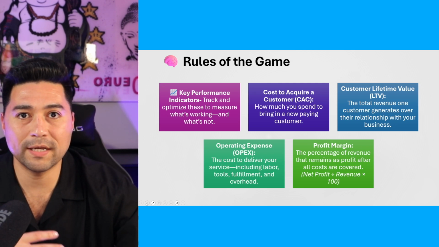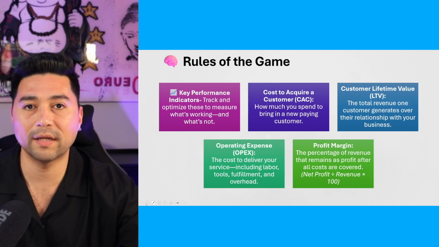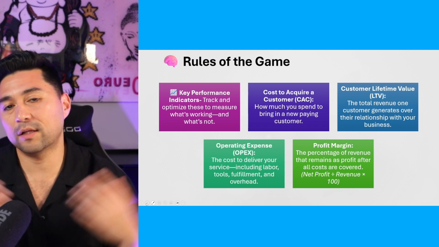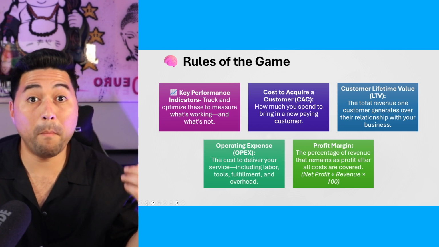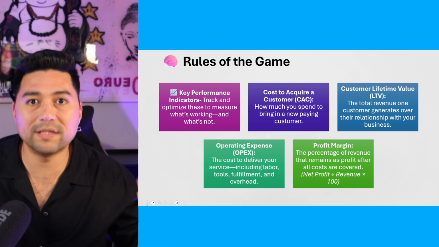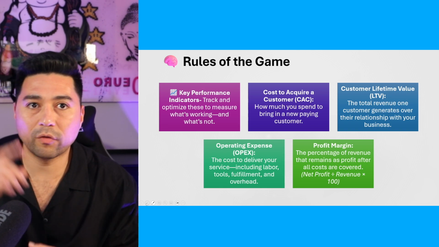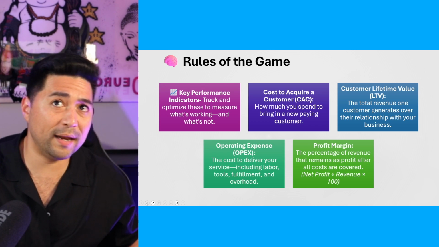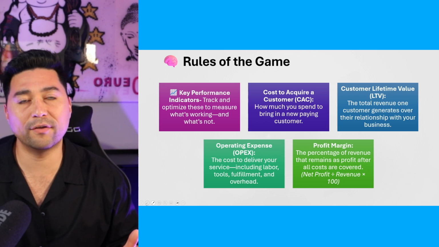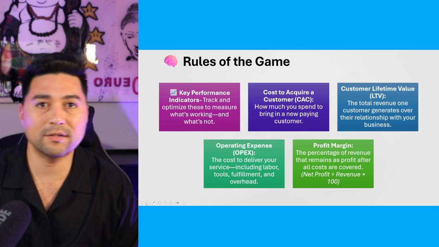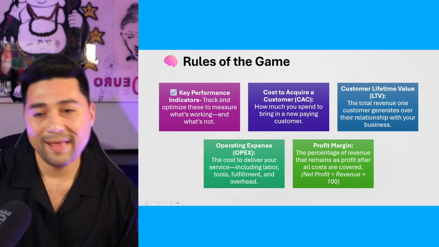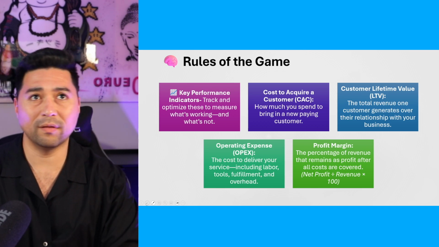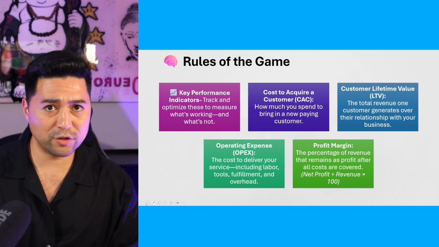First thing is first, understanding the rules of the game. One thing that our agency focuses in on are key performance indicators, or KPIs. Basically, what that is are all the important metrics that matter when it comes to growing and scaling a business through marketing. So the first KPI we look at is cost to acquire a customer. That's how much you spend in order to bring a new paying customer to the table. The second KPI is customer lifetime value. That's the total revenue generated over the lifetime relationship with that customer.